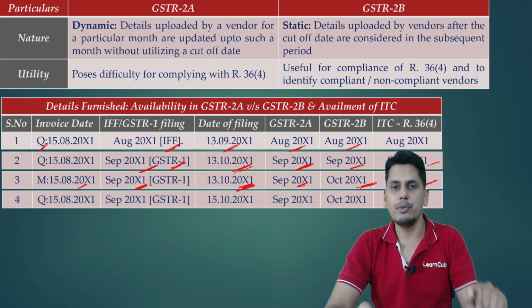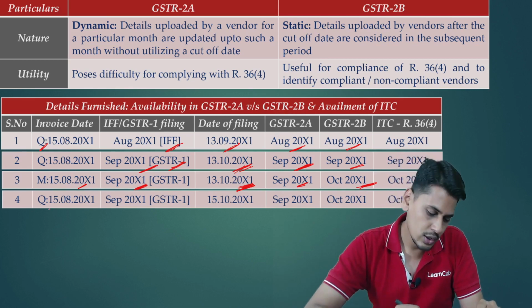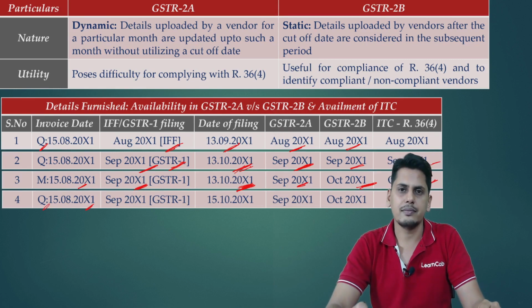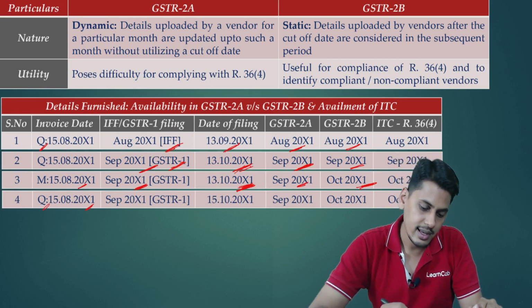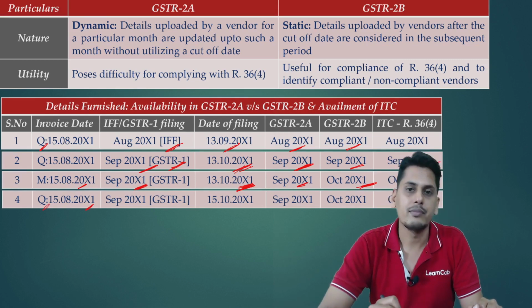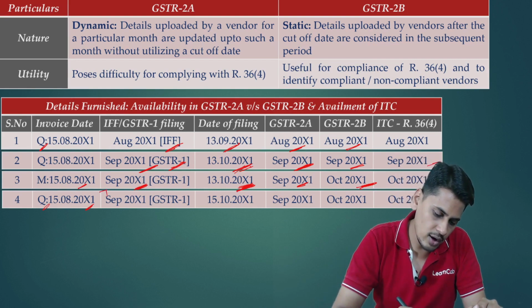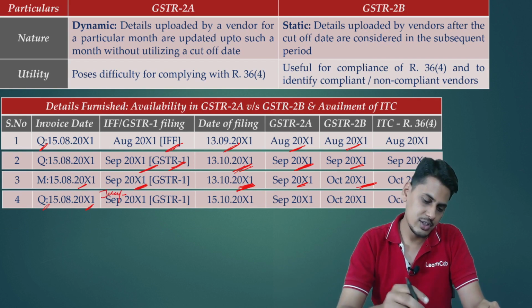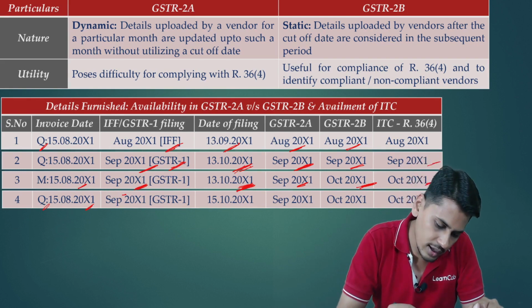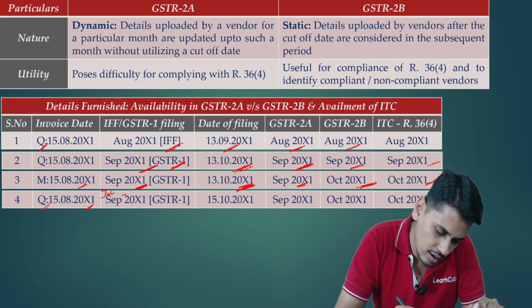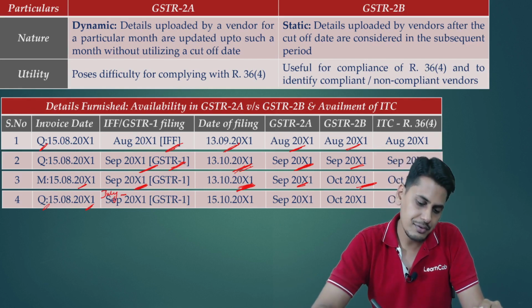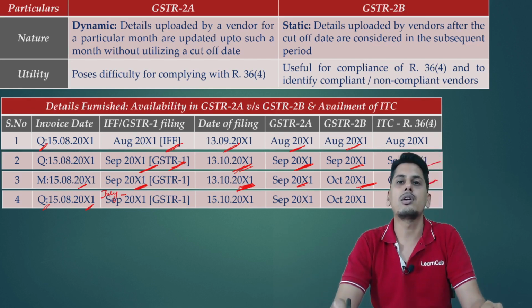Supplier is a QRMP fellow. Invoice dated 15th of August. He has included it in GSTR1 of the quarter July, August, September. It is filed on 15th of October.